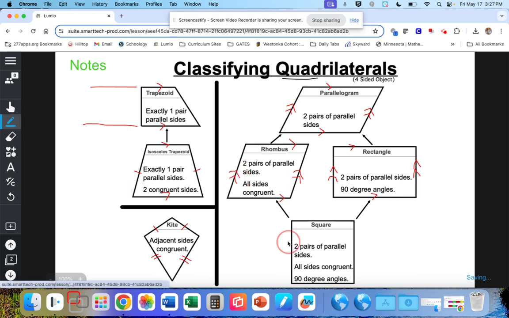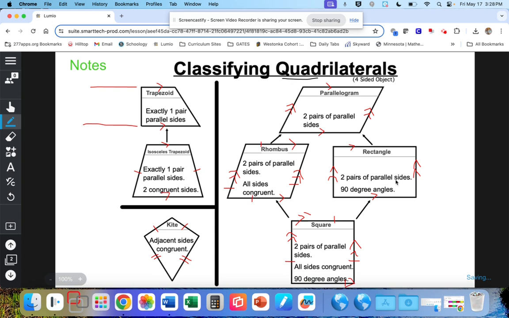Moving down from the parallelogram, we have a rhombus. Whoop, only need one arrow right there. Let's get our arrows finished before we move into rhombus. A rhombus also includes all sides are congruent. So we can draw our stick. All sides are equal. A square also has that in its definition. So a square is a rhombus.